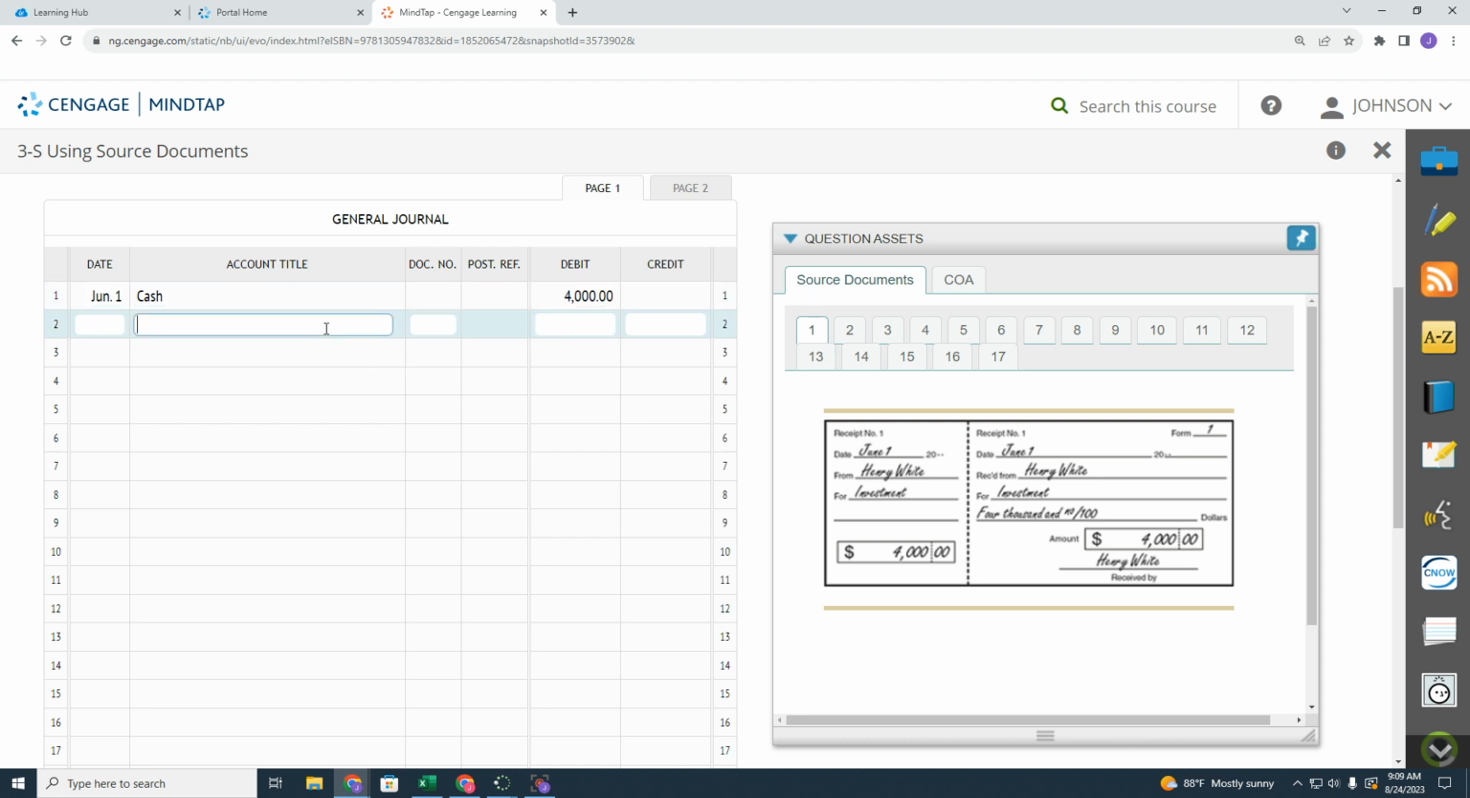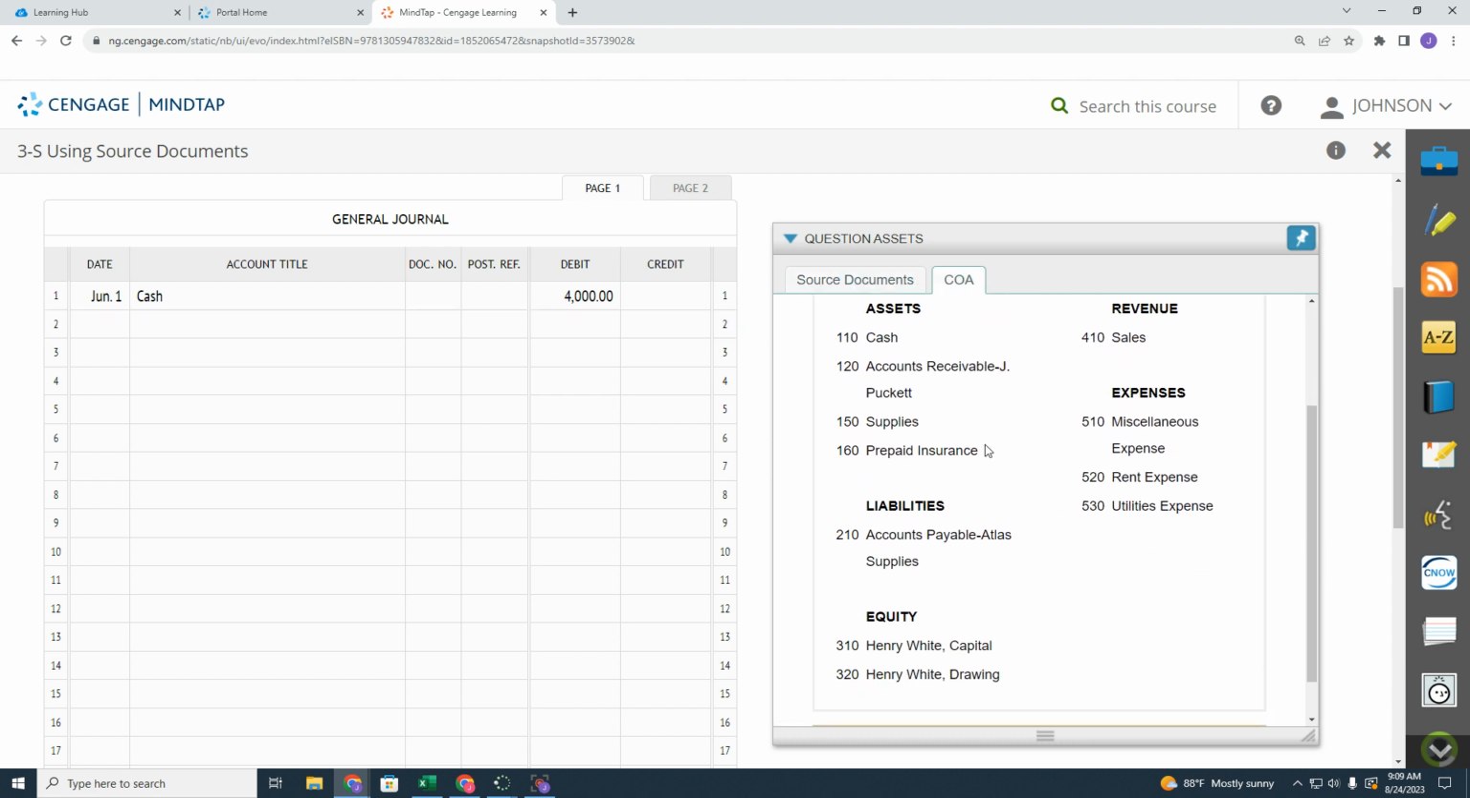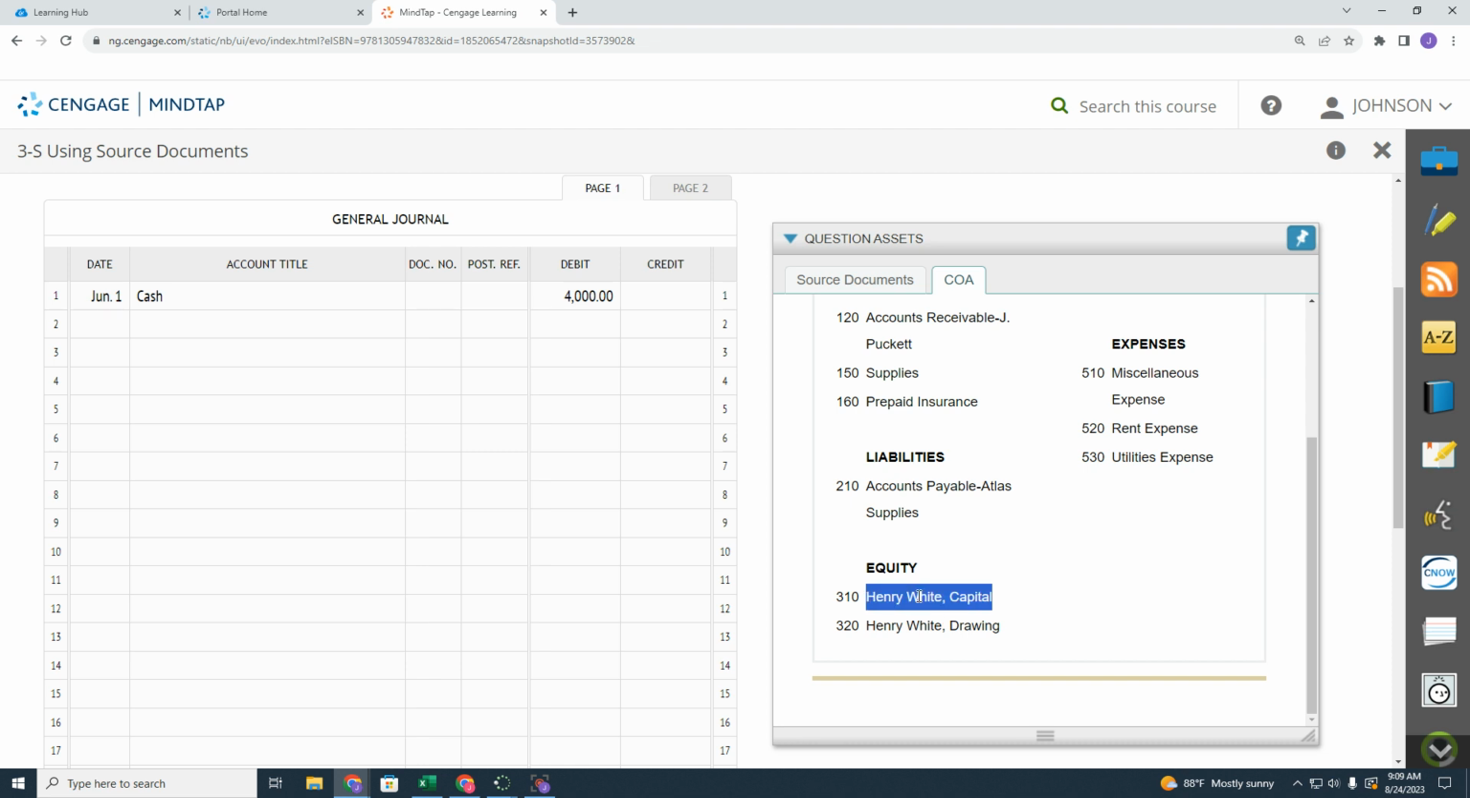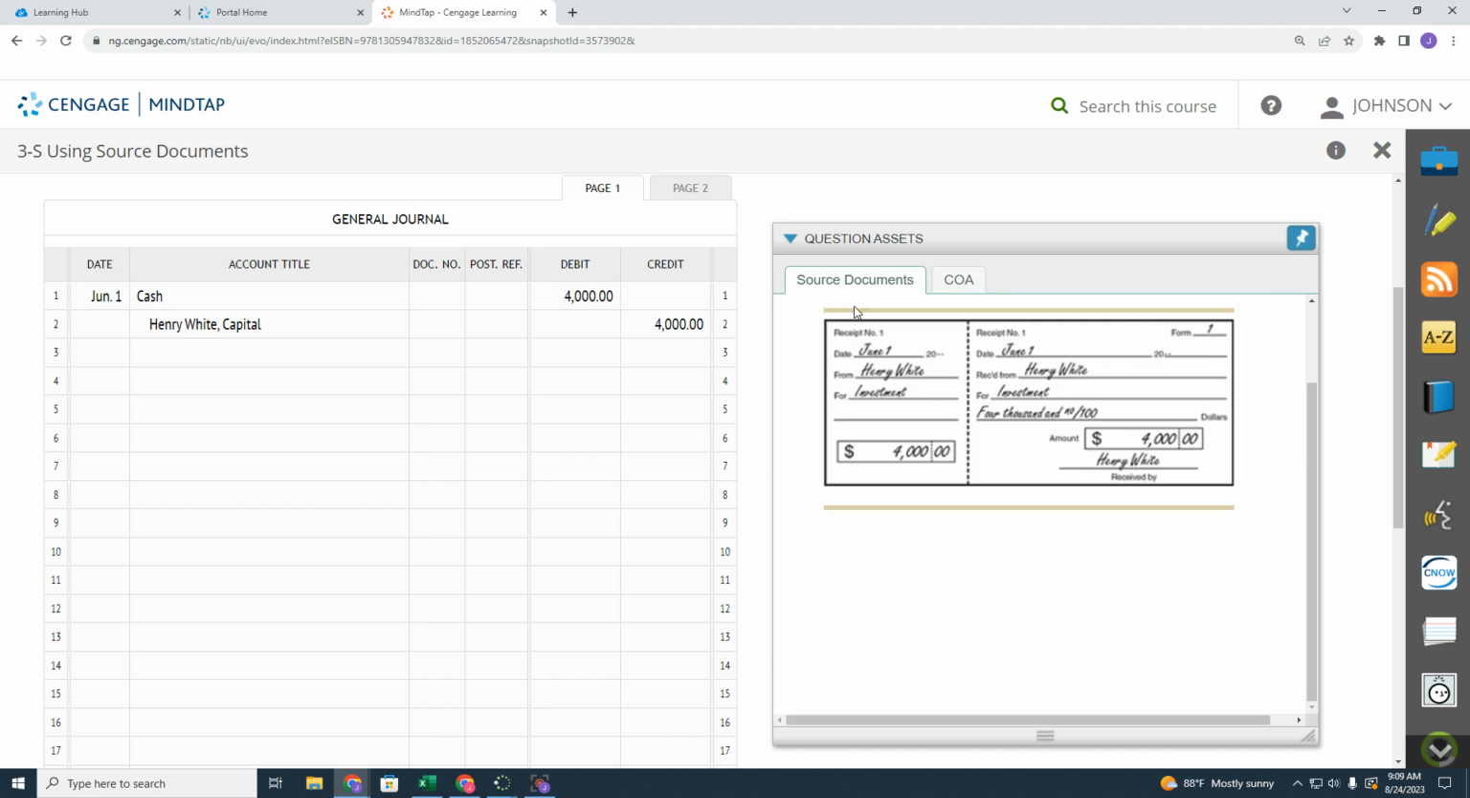And then I need to know what the other account is that's affected in this transaction. And when the owner made an investment, the other account that we hit other than cash was capital, right? So it was the owner's capital account. So I'm going to look at the chart of accounts, and I'm going to scroll down to the equity section, and I'm going to grab the owner's name and capital for that capital account. I'll paste that in, and then $4,000 being credited here. Now I'm not done yet. My fourth and final step is to put the document number. This is receipt number 1, so I'm going to put R1.